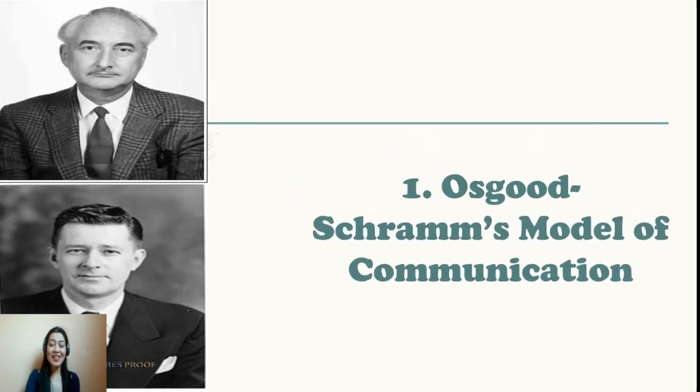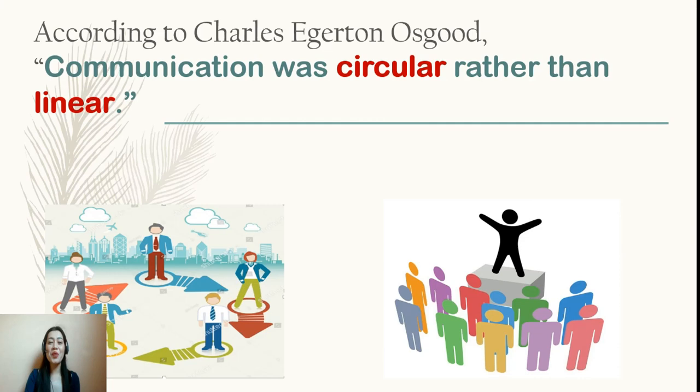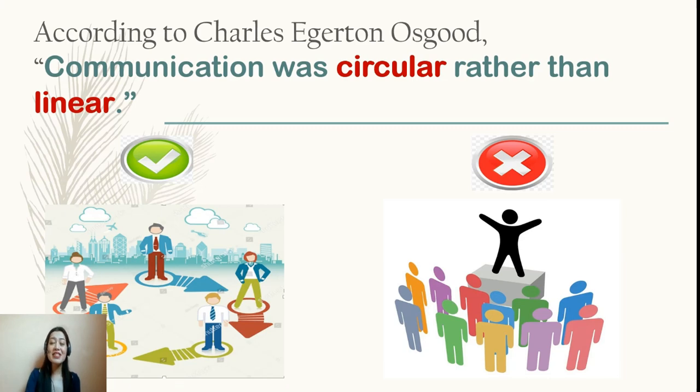Now let's proceed to the last model of communication, which is the Osgood-Schramm's model of communication. Now the first principle of this model is that communication is circular rather than linear, meaning to say it requires two participants taking turns in sending and receiving a message. So this is just the same as the transactional model, wherein the receiver already gives his or her feedback to the message sent to him by the sender. Take this for example.